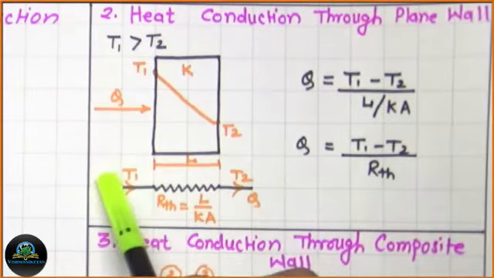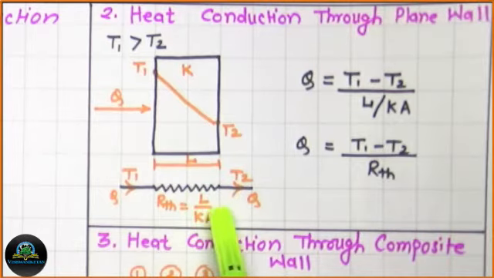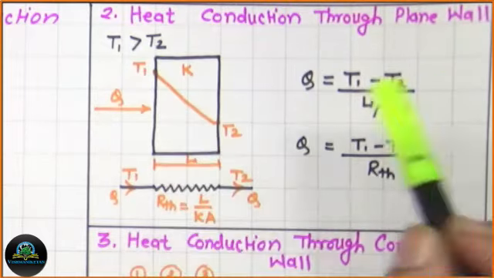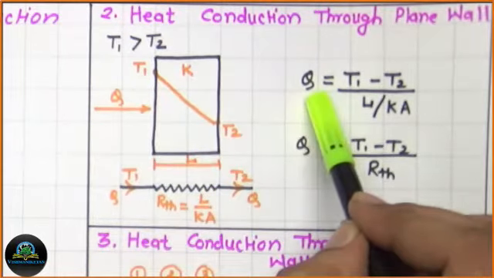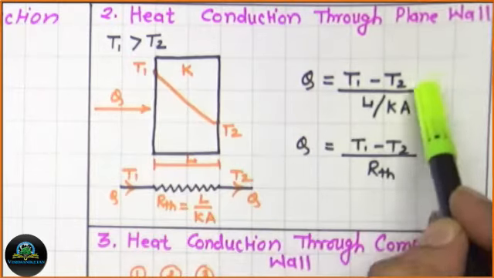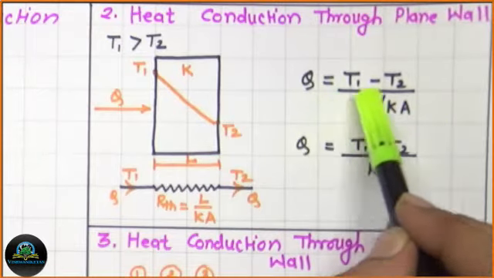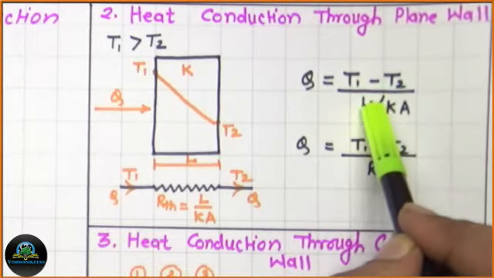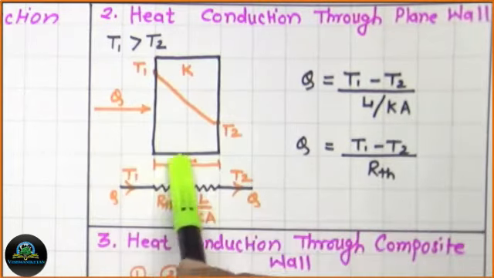Now draw the resistance diagram first. There is only one plane wall, so only one resistance. This resistance is denoted by the thickness, that is L upon thermal conductivity into the cross-sectional area. So how will you get the heat conduction value? Q equals temperature difference upon the thermal resistance. The thermal resistance is L upon KA. That is, Q equals T1 minus T2 upon L upon KA. That is the amount of heat conducted through the plane wall.